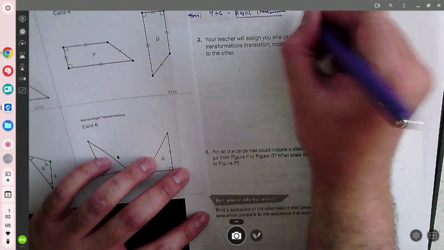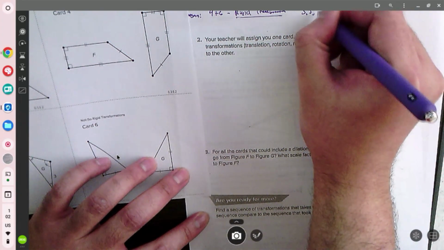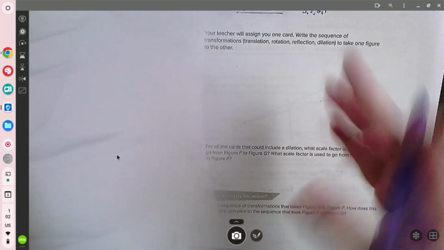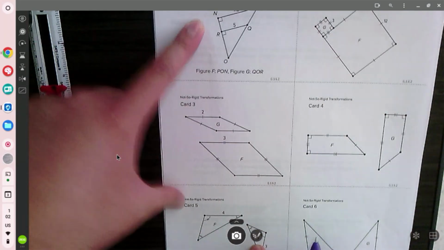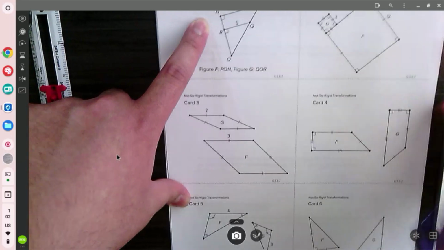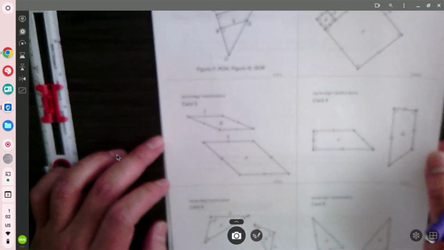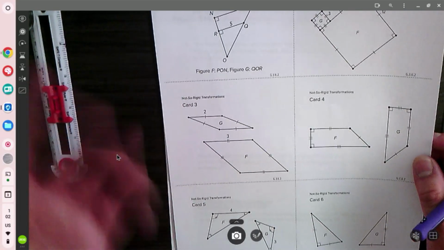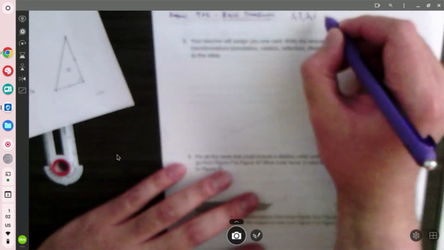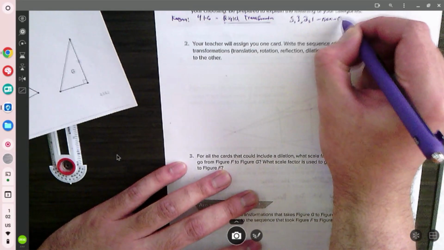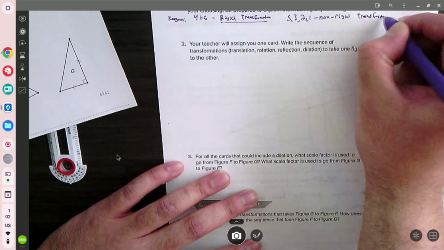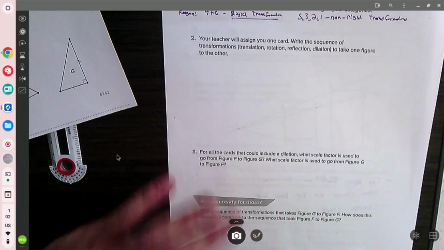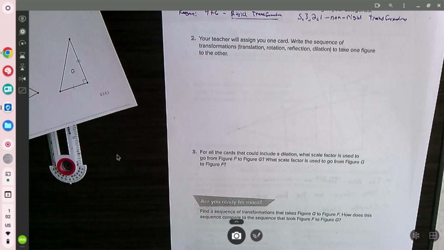5, 3, 2, and 1. Okay, so he did card 1, card 3, card 5, and card 2, and the rest of your cards. And what was the grouping of these ones? They are not rigid transformations. Nice. Not rigid transformations. Good. So, non-rigid transformations. Okay.